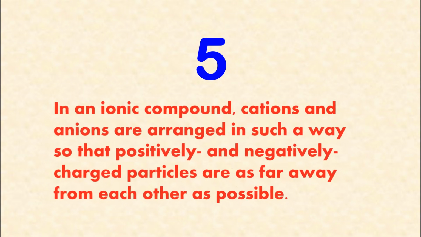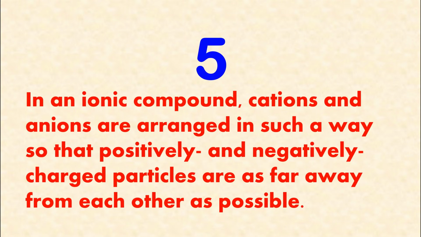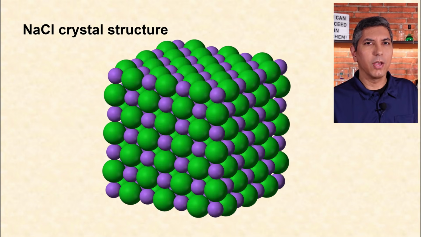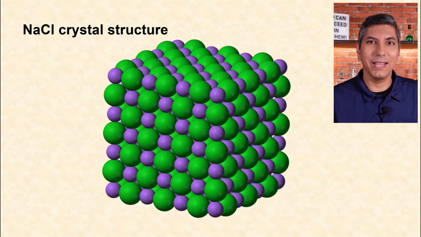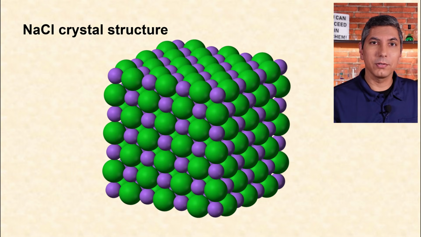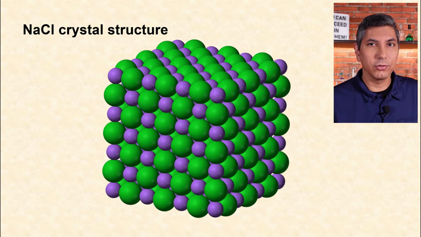Number 5. In an ionic compound, cations and anions are arranged in such a way so that positively and negatively charged particles are as far away from each other as possible. This image represents the crystal structure of an ionic compound, sodium chloride in this case. The positive and negative charges arrange themselves in such a way so that the positive ions and negative ions are closer to each other, since opposite charges attract. At the same time, ions of like charges are as far away from each other as they can be.